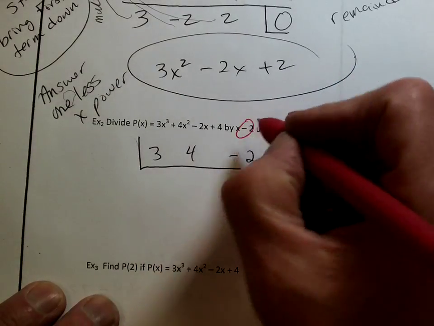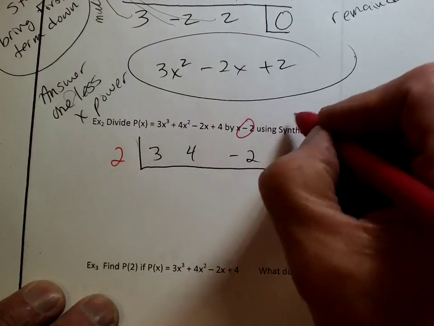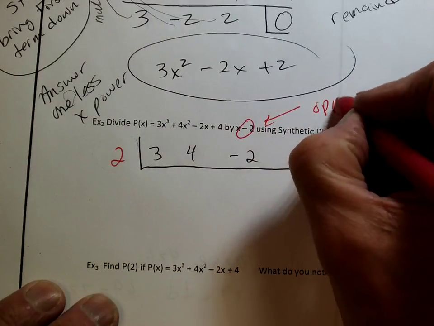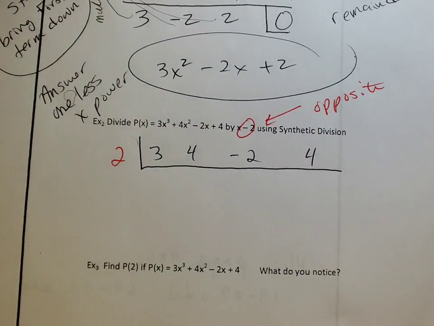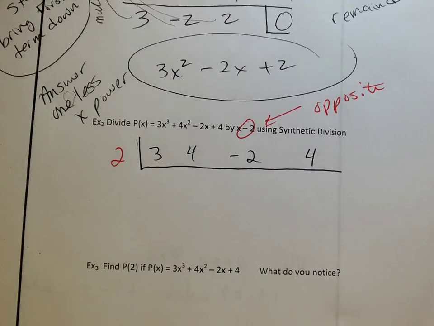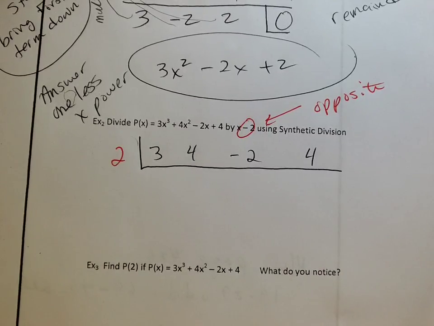So we take a positive 2 because it's got to be the opposite. Natalie, am I doing okay? So we need to do a second time, right? Because you've never done this before. You're going, what is he doing? We're doing synthetic division. Let's practice again.